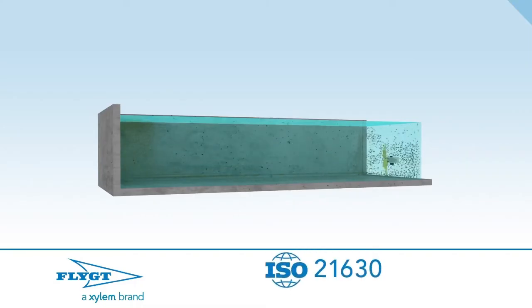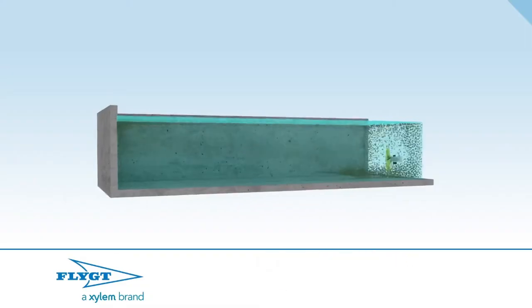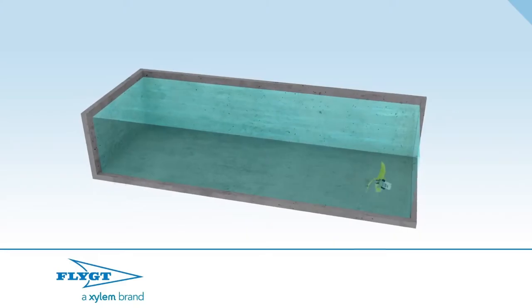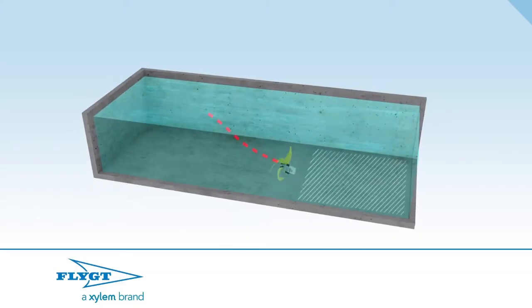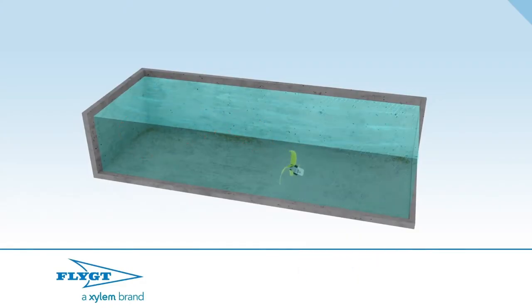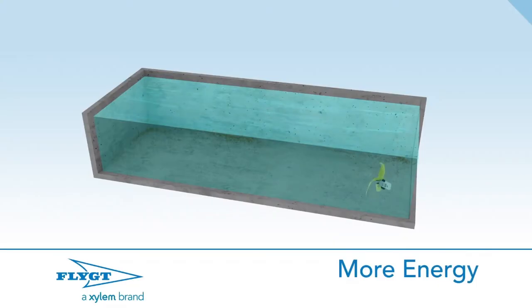Remember, when comparing mixers, consider only those tested to the ISO 21630 standard. This is the global standard for measuring thrust and will ensure that you are making a legitimate and valid comparison. Movement of the water depends on where the jet is positioned in the tank. If placed improperly, the jet will be less effective, creating calm zones. This can be corrected by increasing the speed of the mixer or repositioning it. However, you will use more energy than required if the mixer is not positioned correctly.